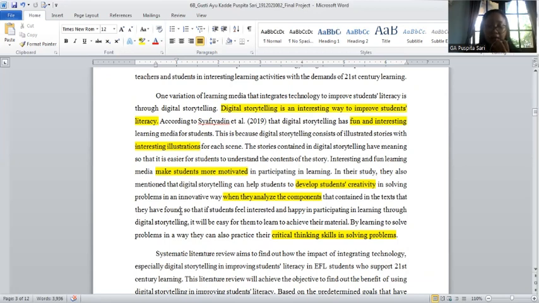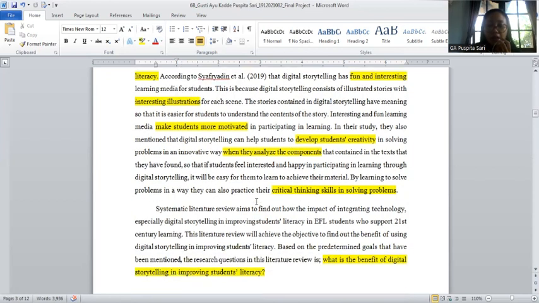According to Shah Ferdin et al., digital storytelling is a fun and interesting learning media for students, because it is combined with interesting illustrations in every scene, so it can make students more motivated in participating in learning activities. So through digital storytelling, we can develop students' creativity in solving problems when they analyze the components of the story. So students can increase their critical thinking in solving the problems in every scene when they read or watch the story.